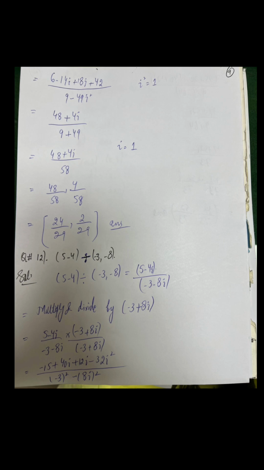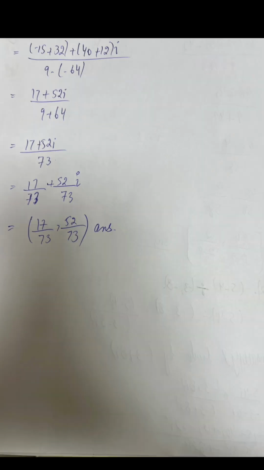The next part is also resolved in the same way: 12 comma minus 4 divided by minus 3 comma minus 8. You have to assume that there is iota with 4 and 8, and multiply and divide it by the opposite of the denominator. Only the middle sign is changed while multiplying and dividing. Then resolving it in the same manner, you will get the answer 17 over 73 comma 52 over 73.